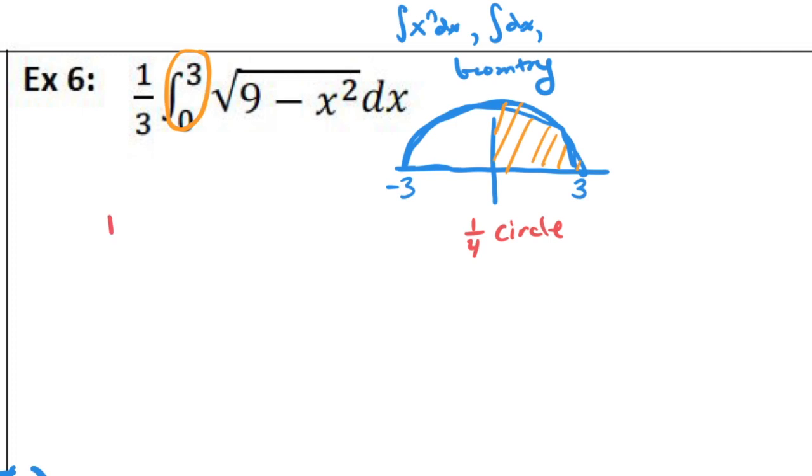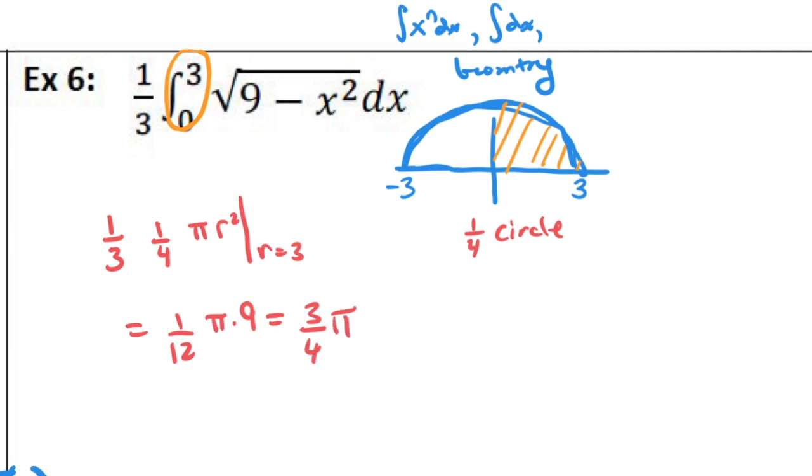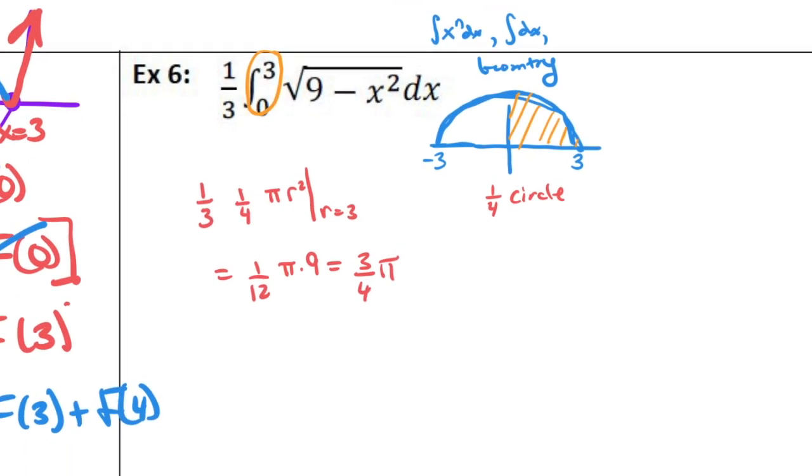So then we know that we want a quarter of the area of a circle where your radius is equal to 3. So we get 1/4 pi times 9, and you can simplify that. So don't forget, integration includes geometry.